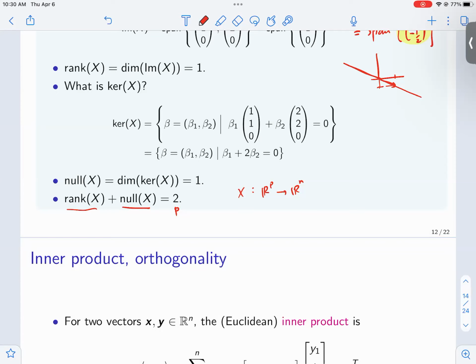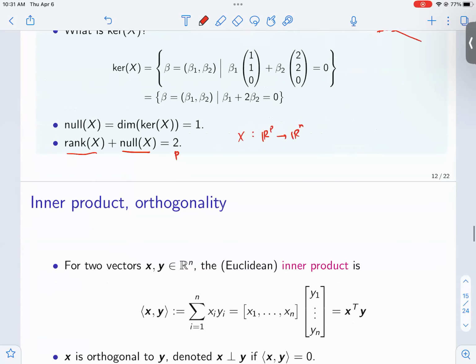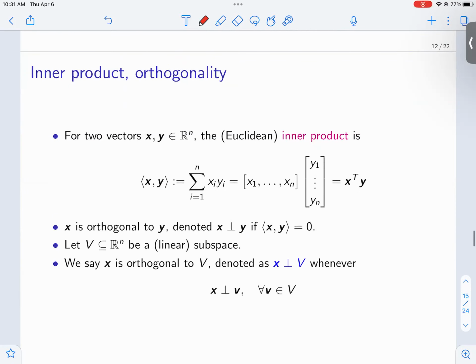How many people have seen this rank-nullity? Okay, a couple of people. Because we looked at this and said the rank is one, we could have said easily that the nullity has to be one, so that's one way to verify, right? Okay. Questions? Done with this.